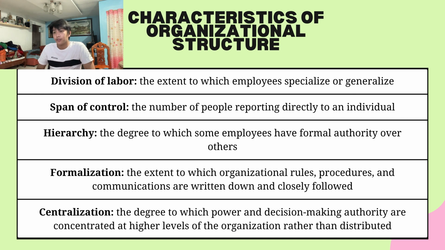Next, we have span of control, which refers to the number of subordinates that a manager can effectively manage. The wider the span of control, the more employees a manager can supervise, but the less attention they can give to each individual. A narrow span of control means fewer employees are under the manager's supervision, but they can receive more individualized attention. The next one is hierarchy.